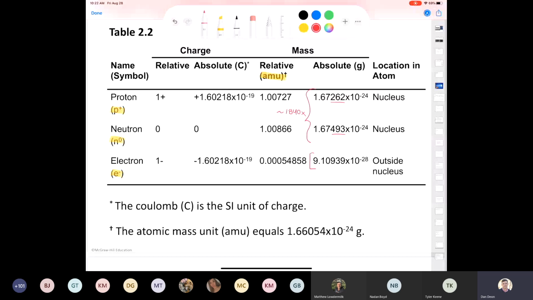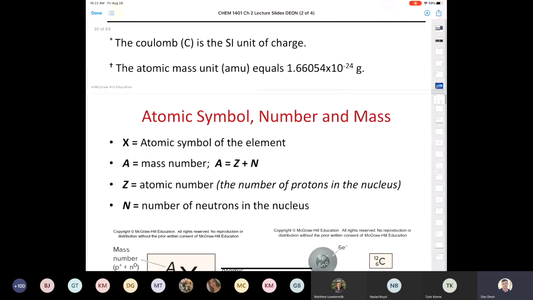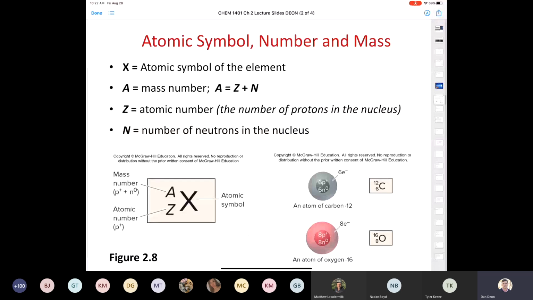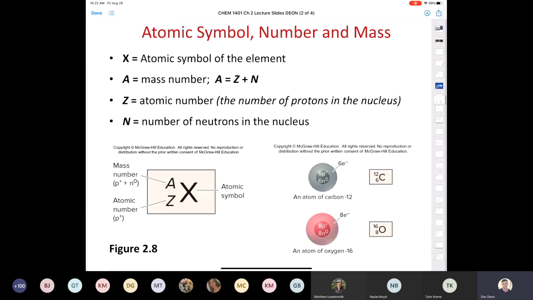Again, the proton and the neutron reside in the nucleus, which is in the center of the atom, and the electron is outside of the nucleus. All right, so that's quite a bit about the structure of an atom and a little bit about the history of the atom. And from there, let's move on and talk about atomic symbol, number, and mass.